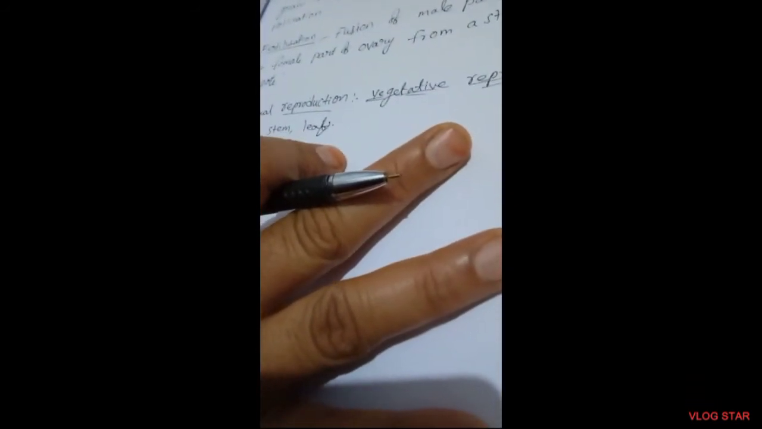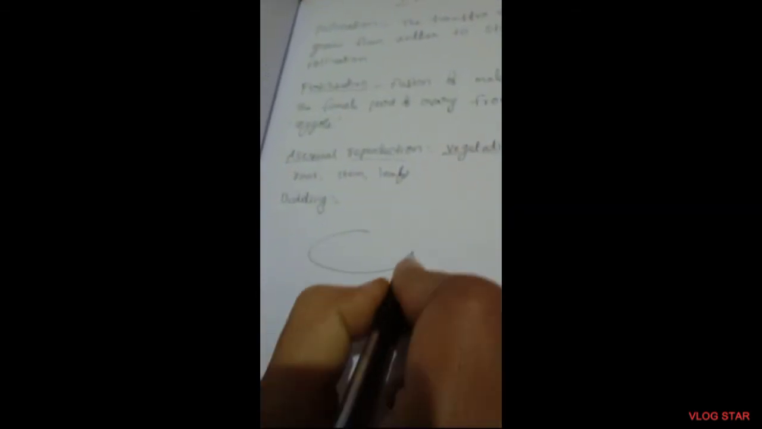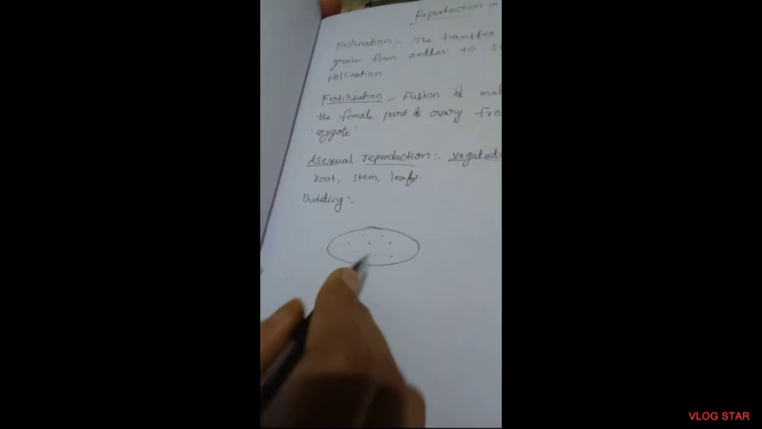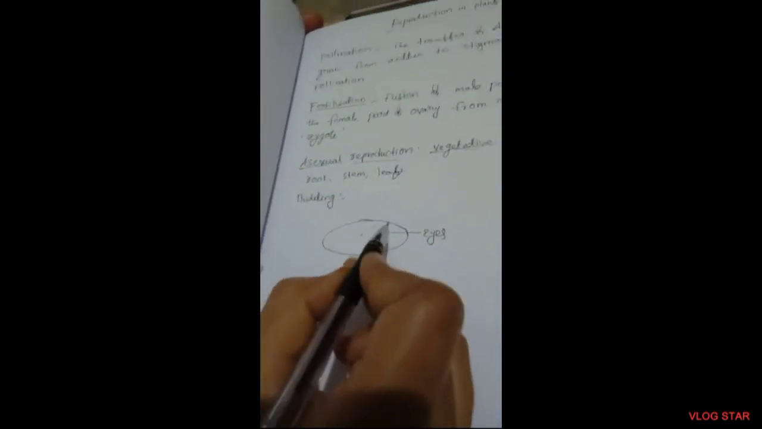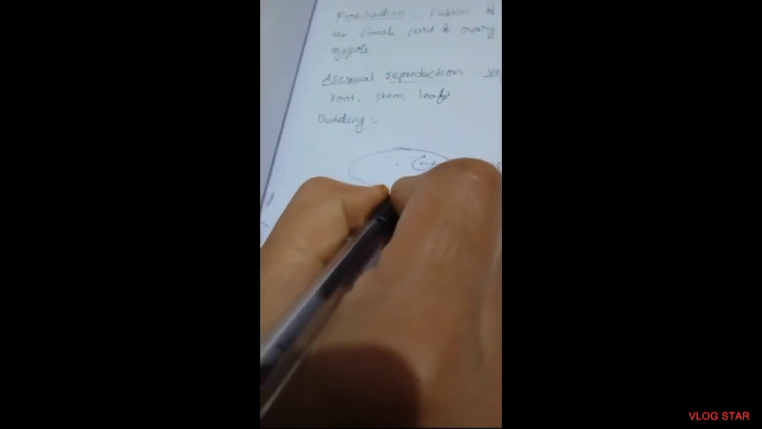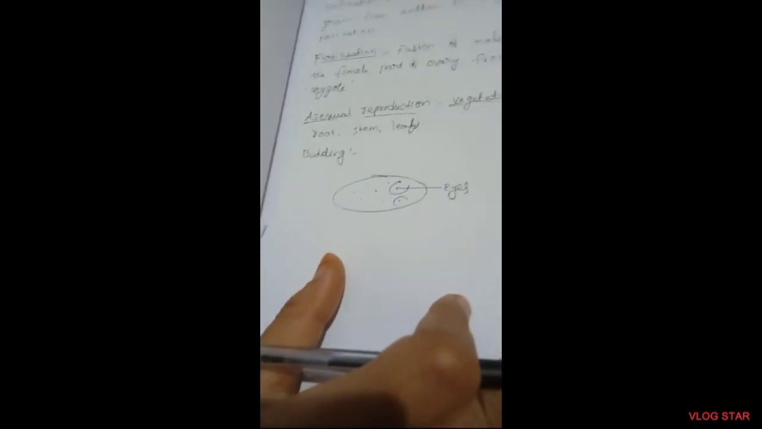There are so many types. One of these methods is budding. What is budding? Potato. In the potato, we observe small eye-like structures, black dot-like structures. These are called eyes. You cut this part and it produces new ones. These eye-like structures produce new plants. This is nothing but what? Budding.